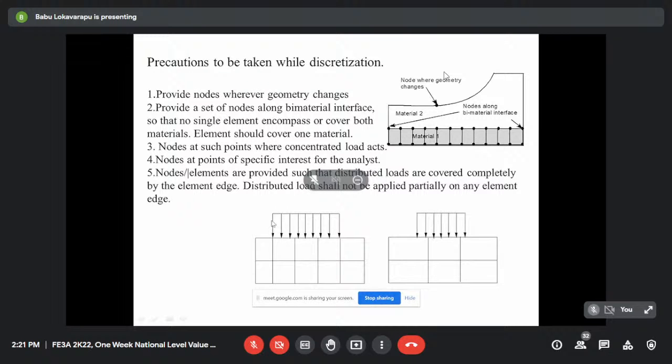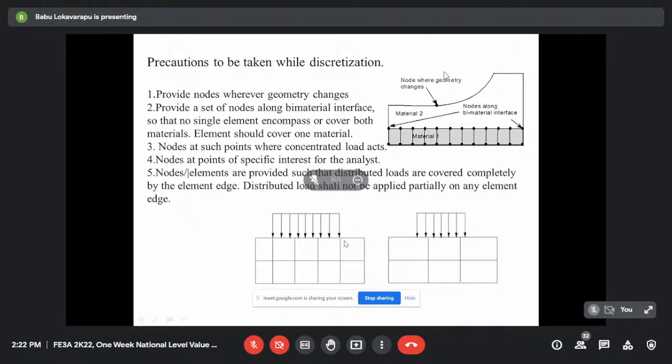And also when a distributed load is acting, let us say here, it has to start exactly from this node and end at this node. But don't make it so that only a part of an element is subjected to loading, starting or ending within part of the last element. This you need to avoid. Start from one node and end at another node. Like that, you need to identify the nodes.